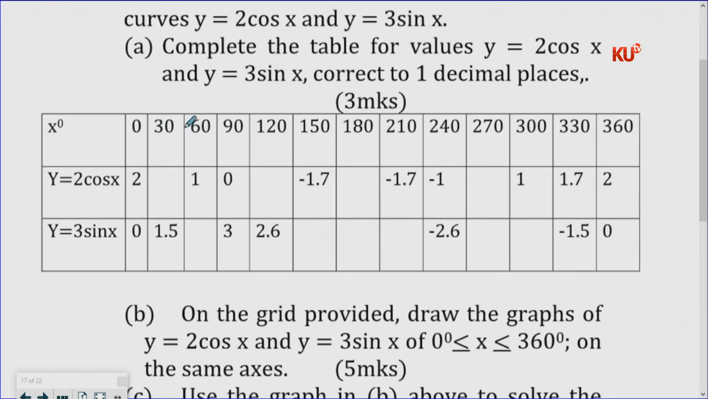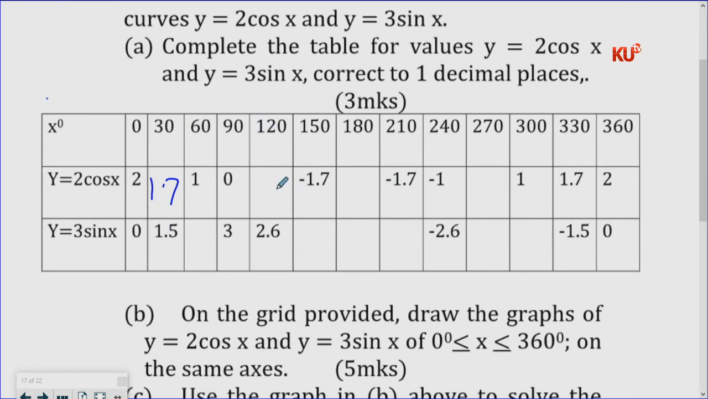That will give me 1.7. Remember, we were told to get the values correct to 1 decimal place. So I'll have 1.7. Very good. There's no need for me to confirm 60 and 90, because you have already confirmed those values might be right. So we just need to move on to the next angle, which is 120.